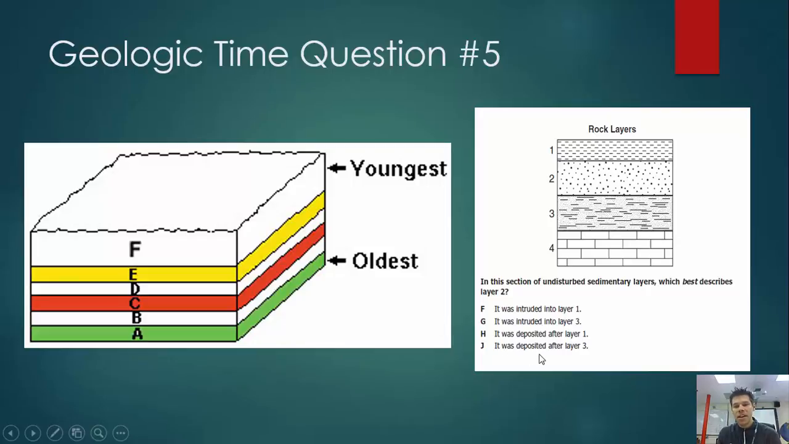It was deposited after layer 3. So layer 2 was deposited after layer 3 because layer 2 is on top of layer 3 and it's the younger rock. So our best answer is the last choice, J. It was deposited after layer 3.